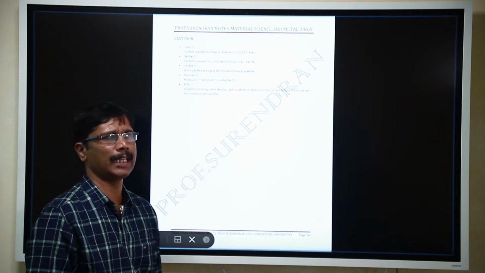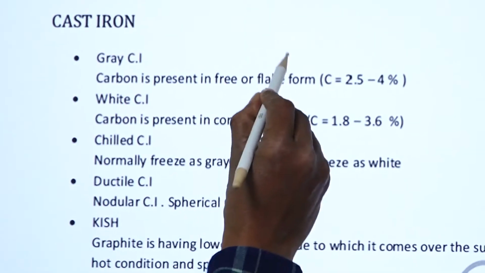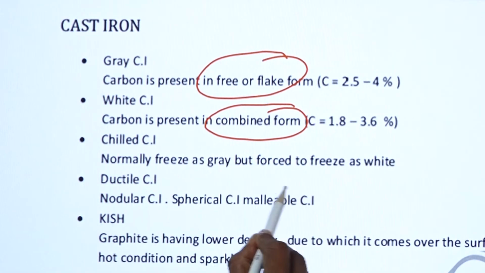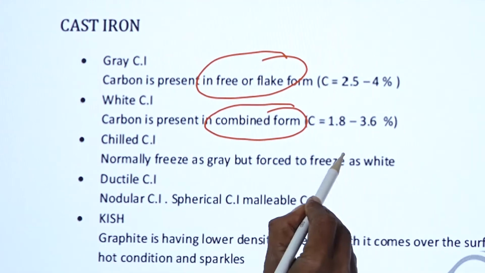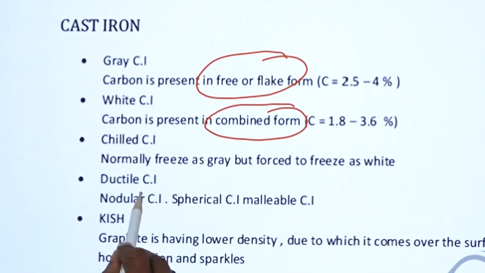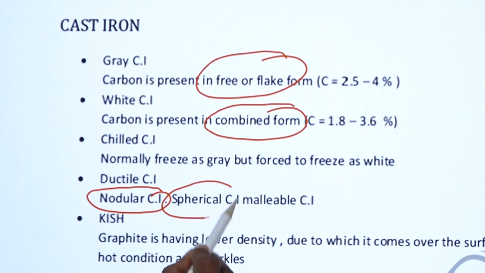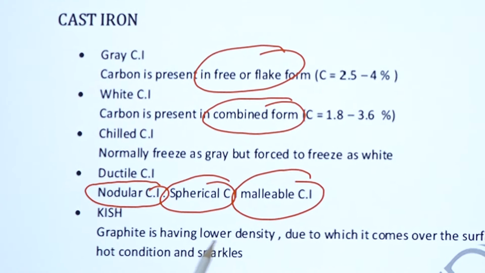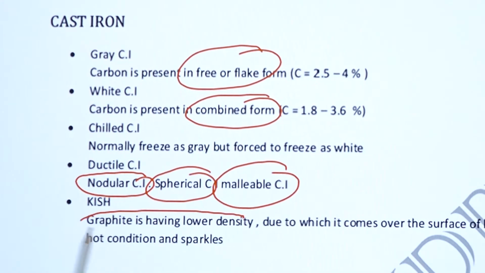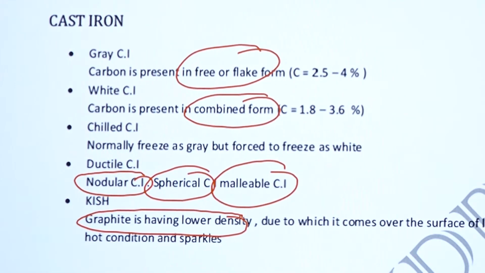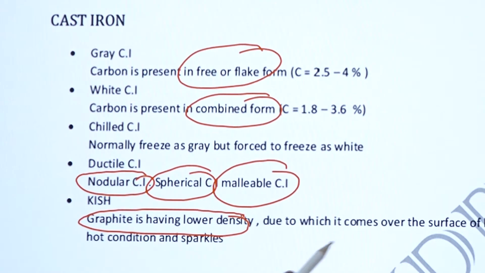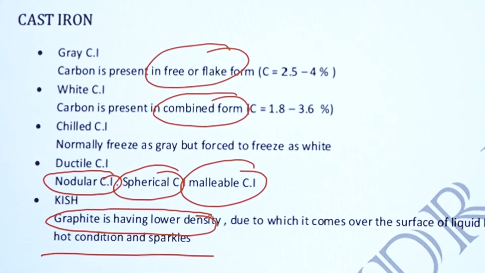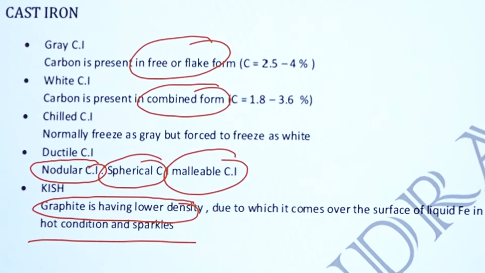Next we are going to see grey cast iron. In grey cast iron, the carbon is in the form of free flakes, and in white cast iron, it is in combined form. In chilled cast iron, there is no graphite. Ductile cast iron is also called nodular cast iron or spherical cast iron, then malleable cast iron. When the graphite has lower density, it is called kish, due to which it comes over the surface of liquid iron in the red hot condition. During the red hot condition, it will convert into kish.